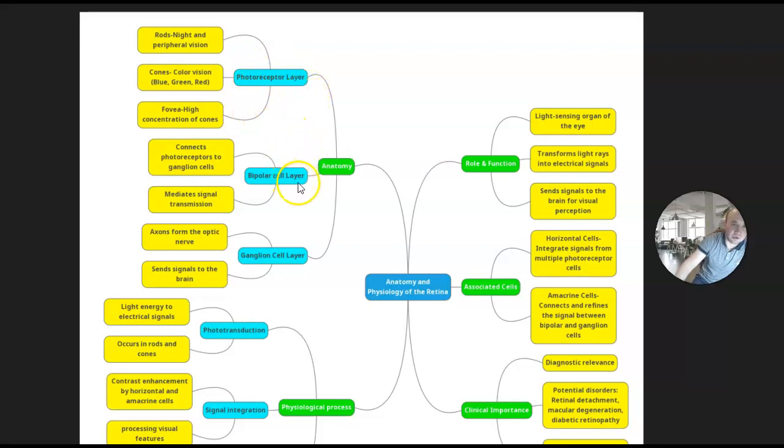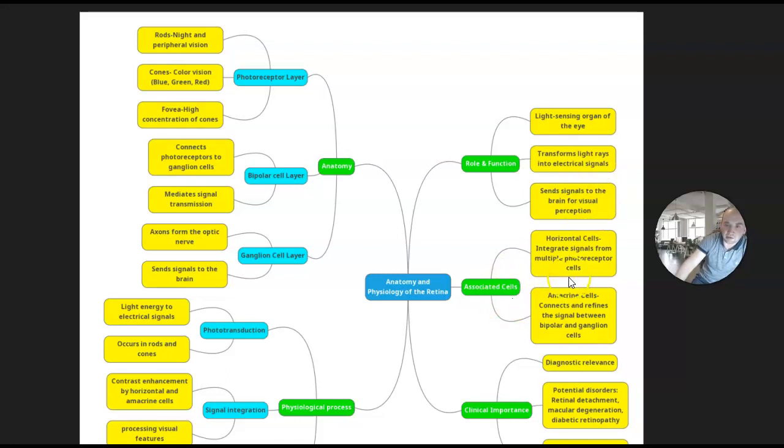And then you have your bipolar cell layer, which connects photoreceptors to ganglionic cells. They mediate signal transmission. And then you have your ganglionic cell layer, which has axons that form the optic nerve and send signals to the brain. And then what's the role and function of the retina? It's the light sensing organ of the eye. It transforms light rays into electrical signals, and it sends signals to the brain for visual perception.